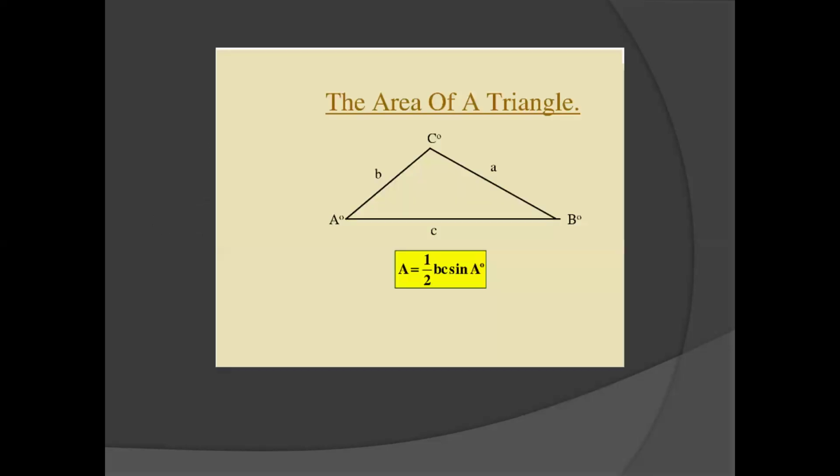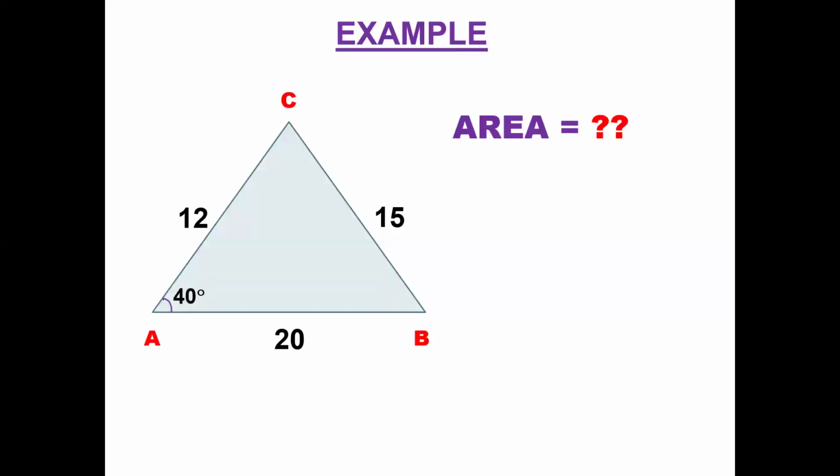Now look at this formula. Area of a triangle, half BC sine A. Do you remember this formula? Good. So now you remember this formula. So let us quickly try a question for practice.